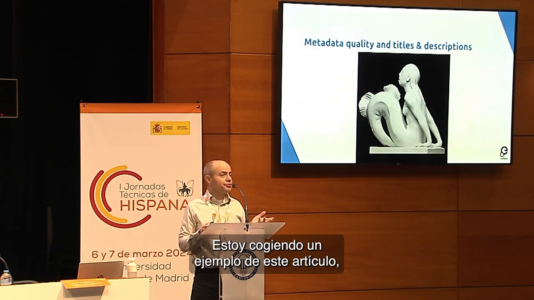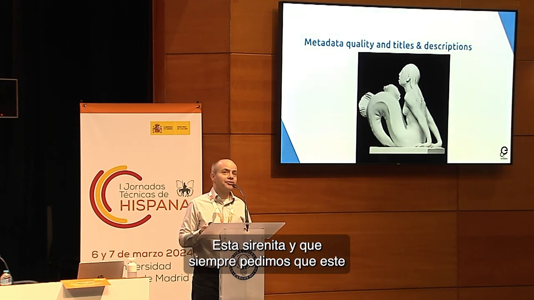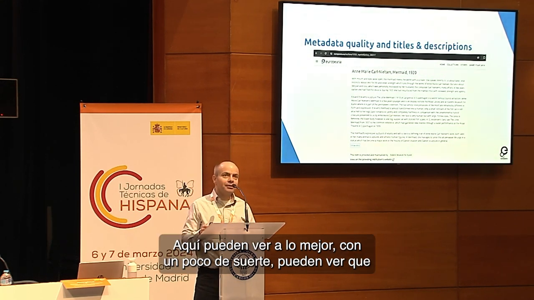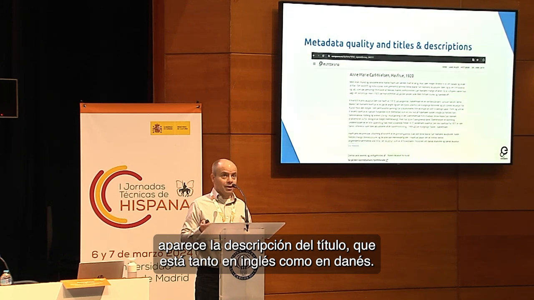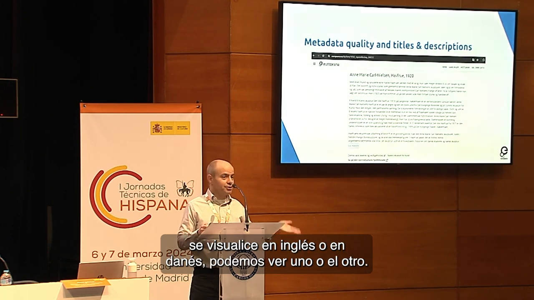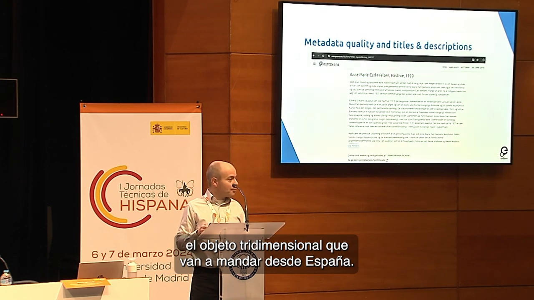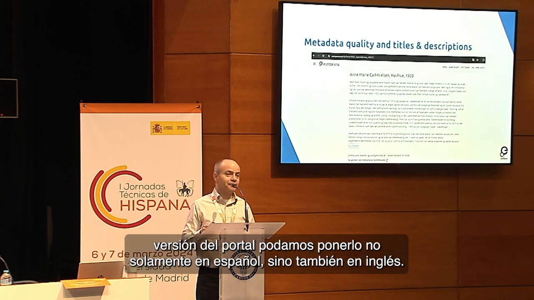And I'm picking an example from a 3D item. This lady that was submitted from Denmark, and something also we encourage for all alternate items, that they come with multiple languages. Like here, as you can hopefully see, the title and description we got both in English from Denmark, as we get it also in Danish. So we have two titles, and if you switch the portal to either display it in English or in Danish, you see either or. So this really also helps, like also for the Twinit object from Spain, I hope we also get a Spanish and an English description. So users from Spain using the Spanish version of our portal can read about this item in Spanish.